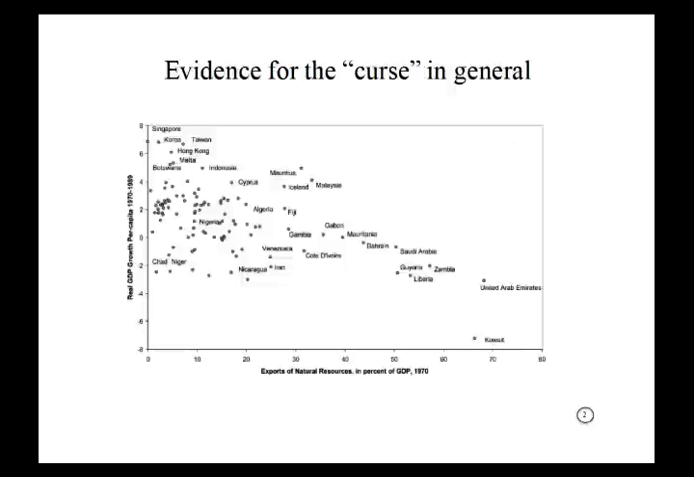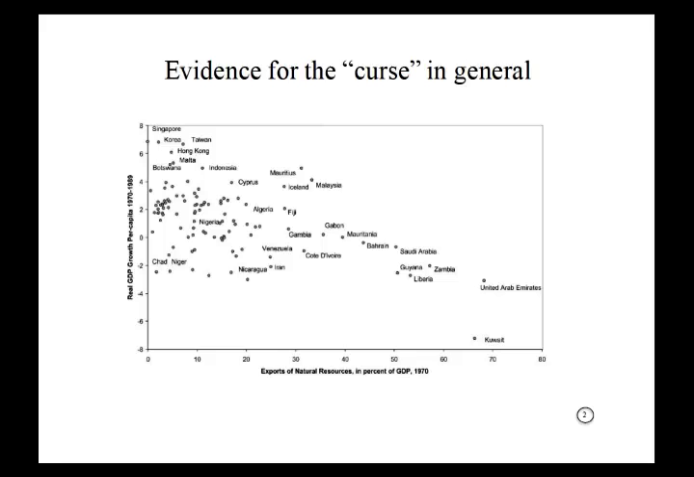Now, this graph tries to capture this relationship. On the x-axis, you have the export of natural resources in percentage of GDP. What does this tell you? Yes, Christine? There is a negative relation between the number of exports and the reality of people. Let's hold on to that.